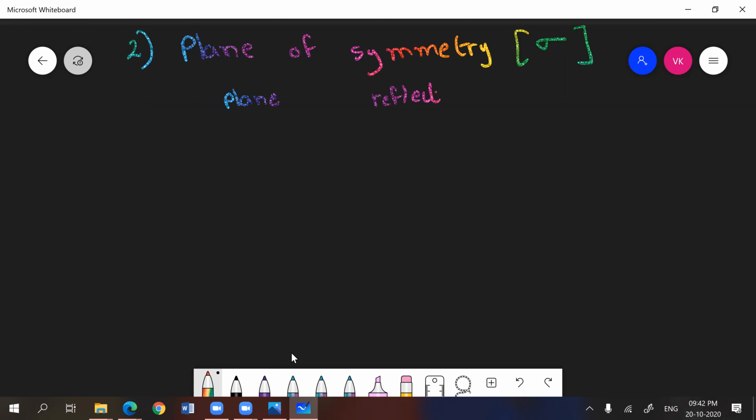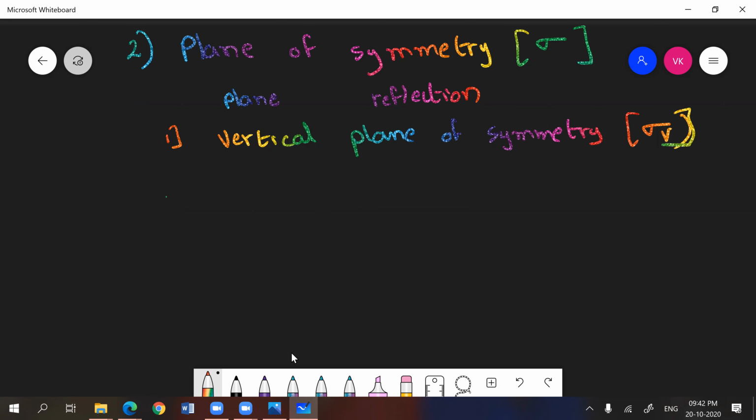So reflection has to be done through a plane. If, when you do the reflection through a plane, it gives an identical or equivalent structure, then that element is said to be plane of symmetry. There are three types of planes of symmetry. They are vertical plane of symmetry, and it is indicated with sigma V.